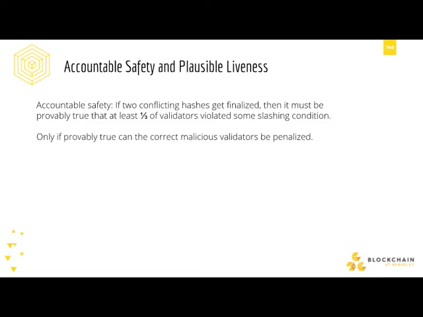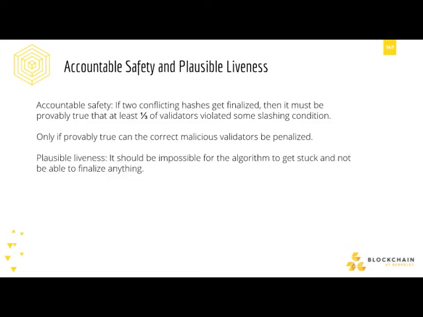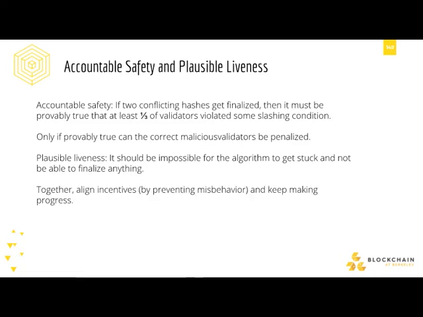And so if you didn't have this guarantee, then at some point nodes would absolutely call your bluff. And then the second, plausible liveness, is when it's impossible to stop the protocol. There's no way of halting it such that you don't make progress. So together, if you have both of these conditions, you can not only align incentives by really preventing misbehavior, but also keep making progress.